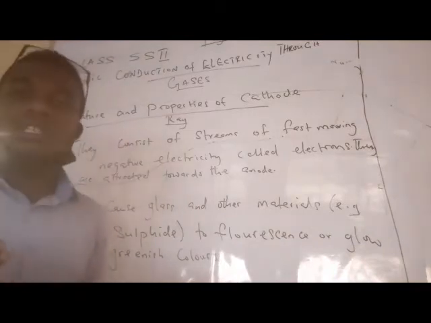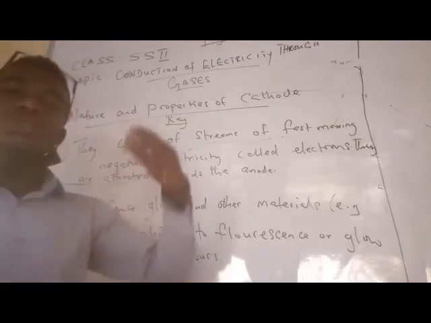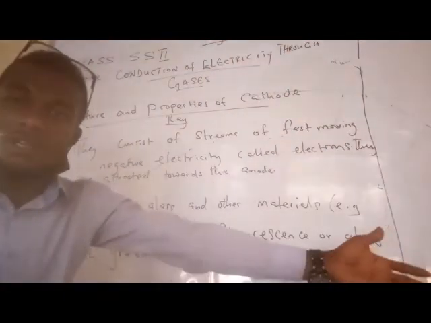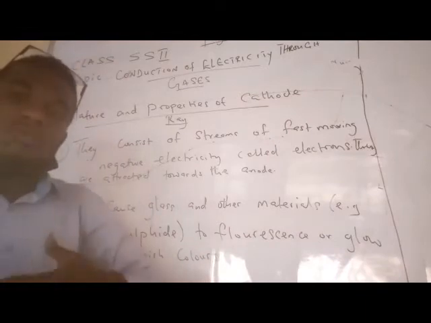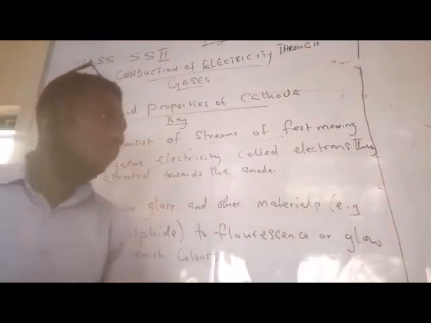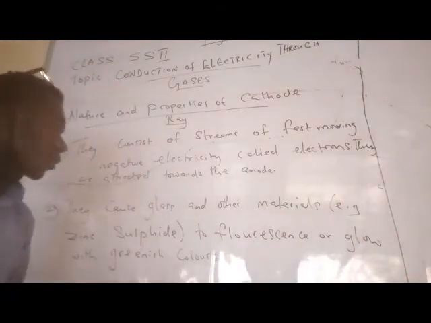The cathode produces the negative, so it is attracted to what? It is attracted to the positive terminal. The negative electron is attracted to where? To the positive terminal. Secondly, we said they cause glass and other materials like what?